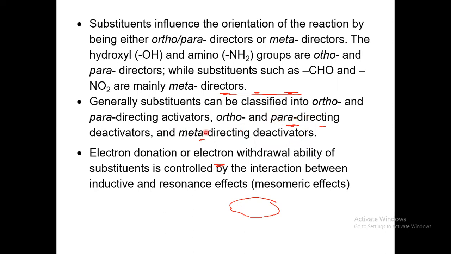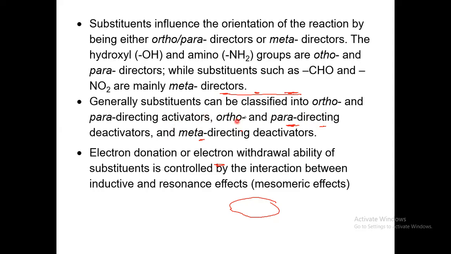If you take the halogens, they are deactivating the ring anyway, but they are ortho-para directors. And if you take something like the hydroxyl group, the OH group, it is an ortho-para directing activator. It is activating the ring and directing the substituent towards the ortho and para direction.